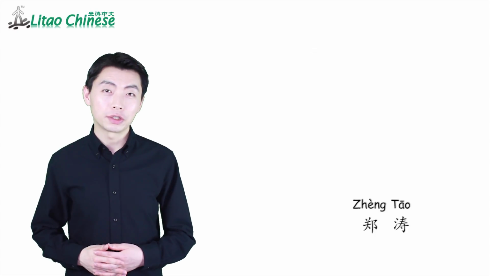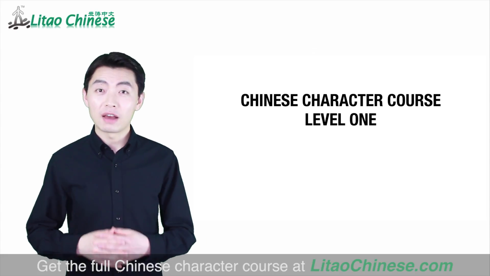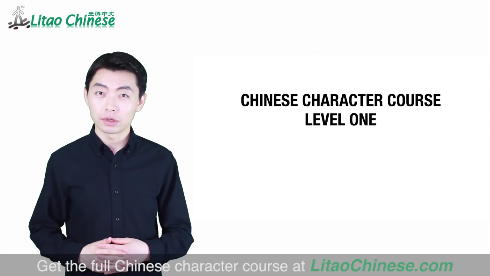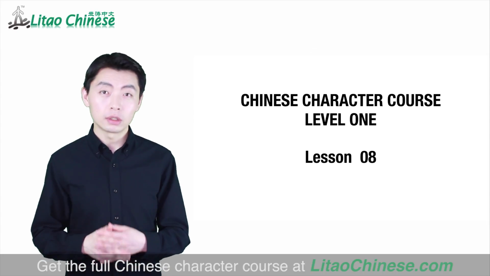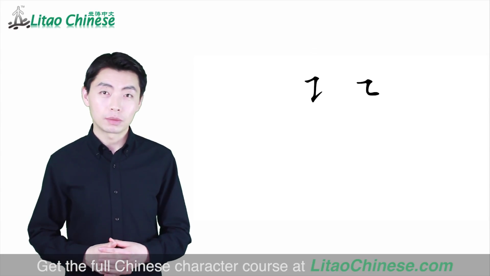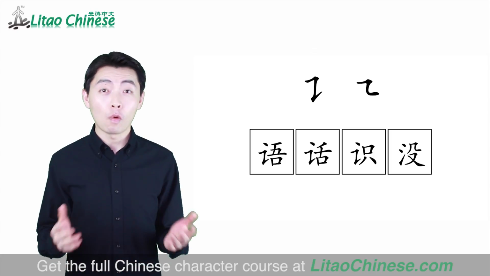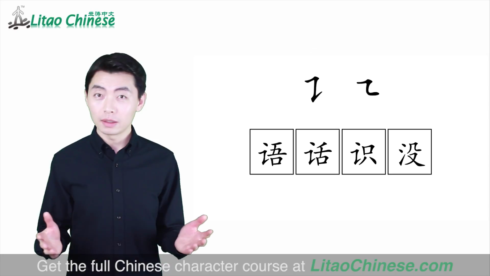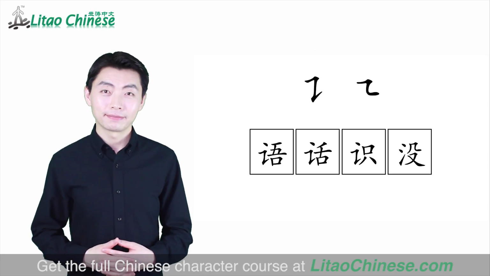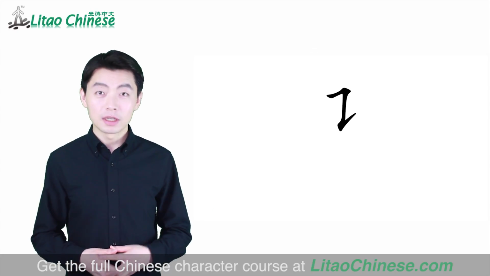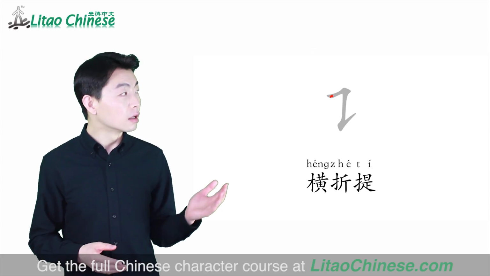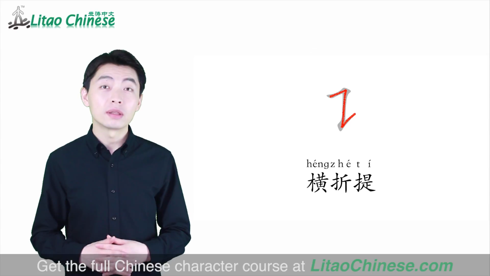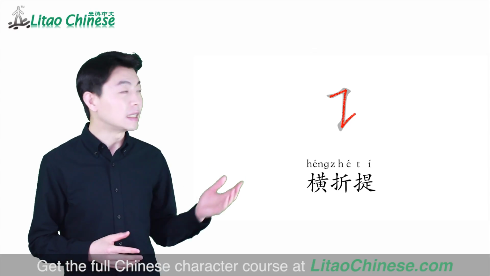I'm your Chinese teacher. Welcome to the first level of our Chinese character course, Lesson 8. In today's lesson, we are going to learn 2 new compound strokes, beginning with heng, and 4 new characters. Well, let's get started. This compound stroke is called héngzhétí. It starts with héngzhé, and ends with the rising stroke tí.